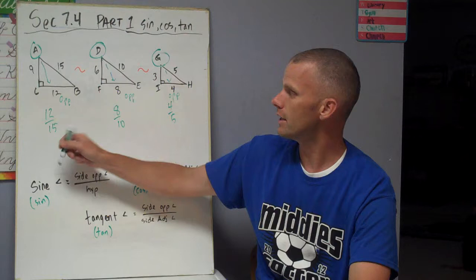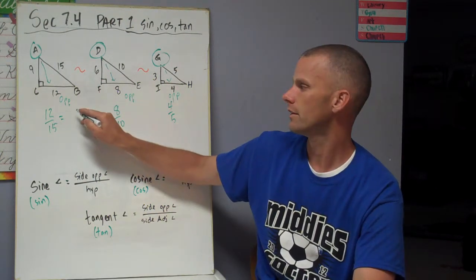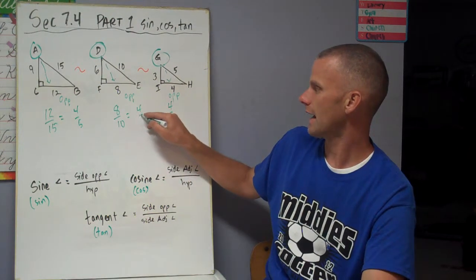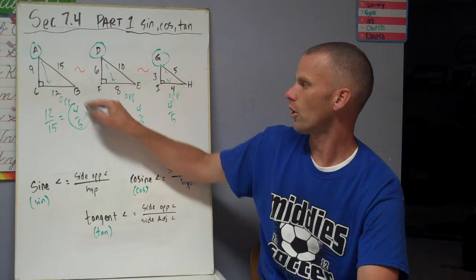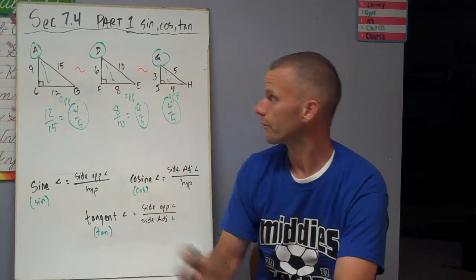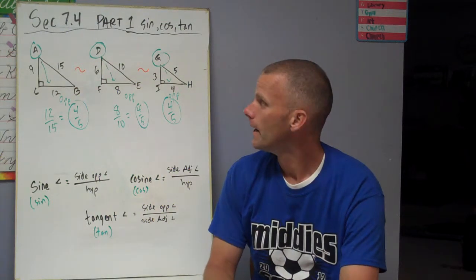Notice that if we take each of the first two ratios and reduce them, 12 over 15, that's 4/5. 8 over 10, that's 4/5. They all end up having the same ratio when you focus in on that angle.